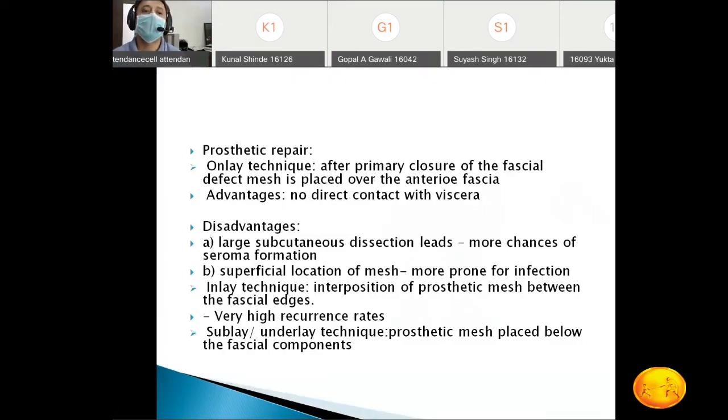In the prosthetic onlay repair, after primary closure of the fascial defect, the mesh is placed over the anterior fascia. The advantage is no direct contact with the viscera. The disadvantage is that large subcutaneous dissection leads to more chances of seroma formation, and the superficial location of the mesh makes it more prone to infections. Then the inlay technique, the interposition of prosthetic mesh between the fascial edges, has a very high recurrence rate. And there is the sublay or underlay technique, with the prosthetic mesh placed below the fascial components.